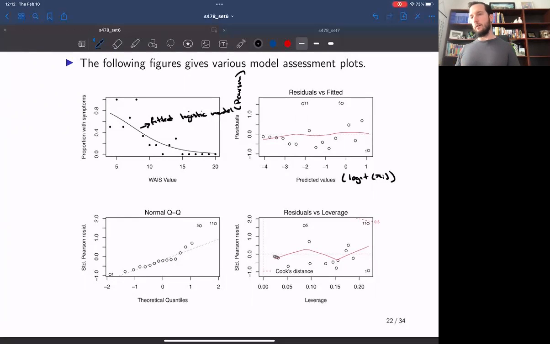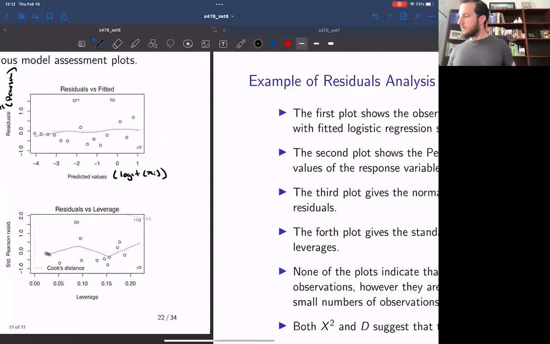And for the most part, our interpretation of those values or these plots is the same as it was before. All right.